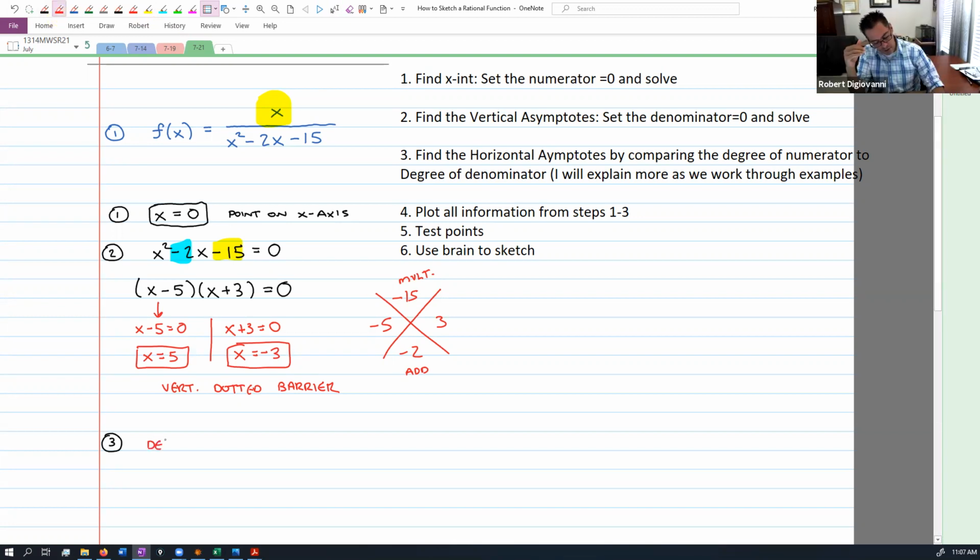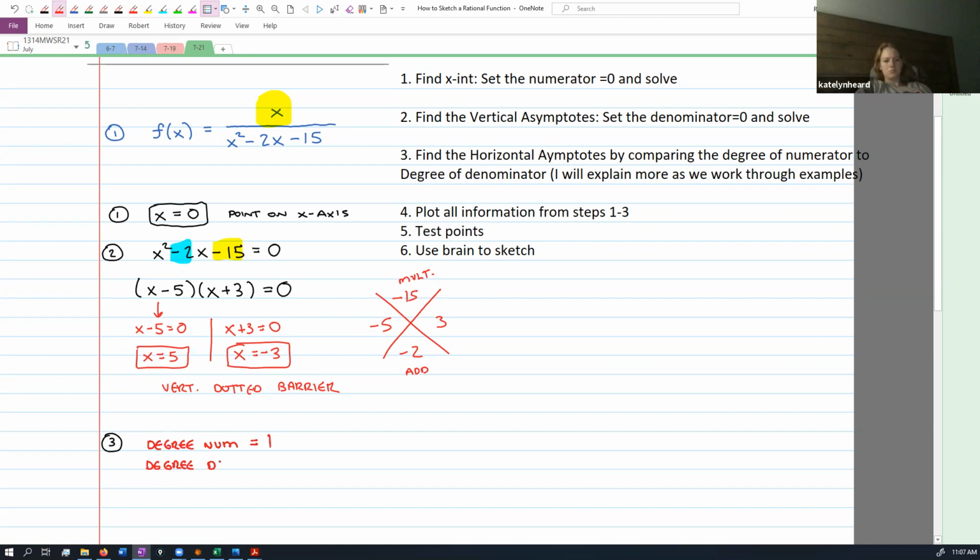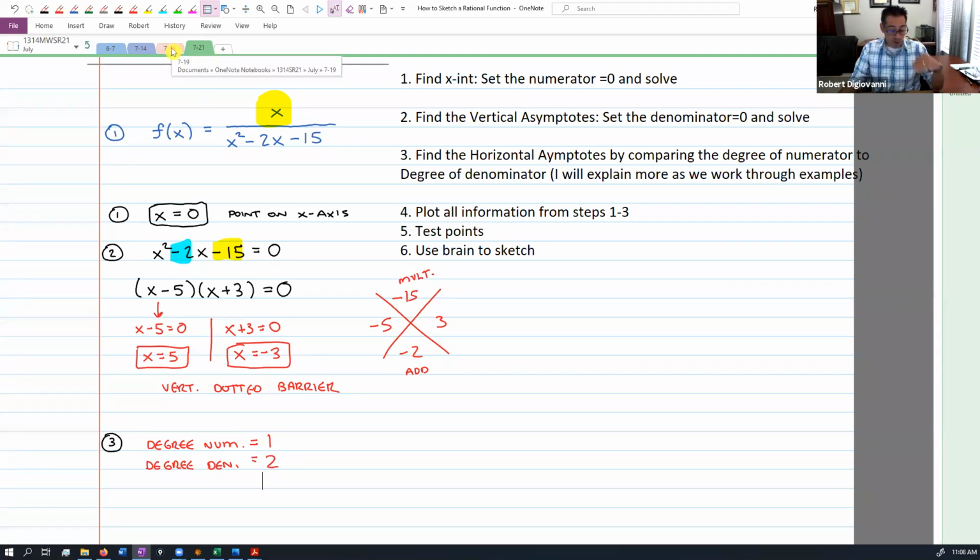Okay, so the degree of the numerator is 1. Okay, what's the degree of the denominator? 2. Caitlin? 2. So the denominator's degree is 2. The numerator's degree is 1. So what we do for step 3 is we figure out what the 2 degrees are.